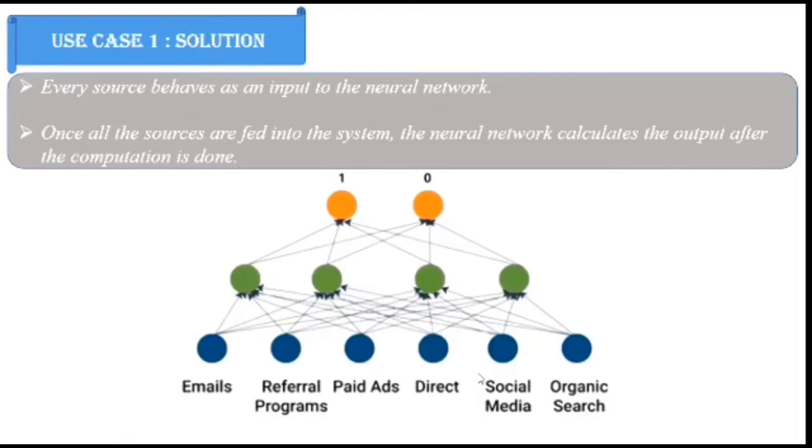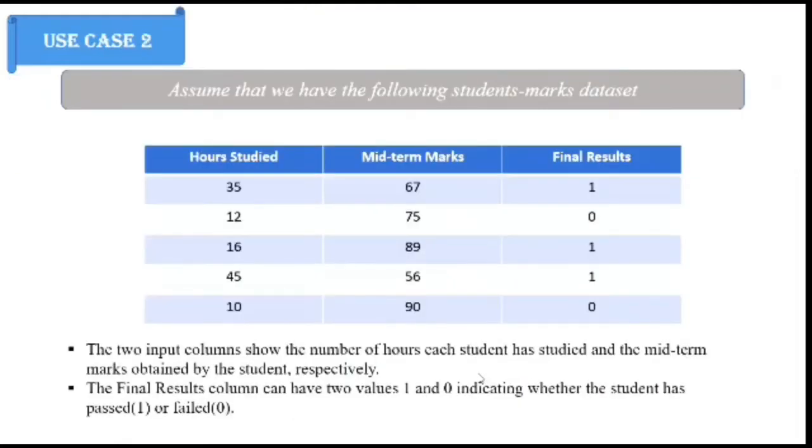So now let's go through another use case to understand multi-layer perceptrons in a better way. Here we have this data set which is given as a table. This column tells us the number of hours studied by the student, and this column tells us the midterm marks scored by the student, and this column tells us whether the student has passed in the exam or not. So 1 tells us that the student has passed and 0 tells us that the student has failed in the exam. So these two would be our inputs and this would be our final result.